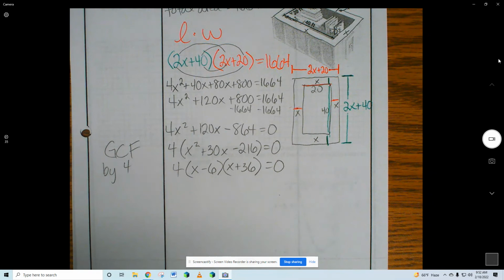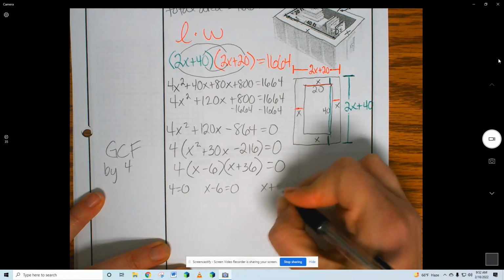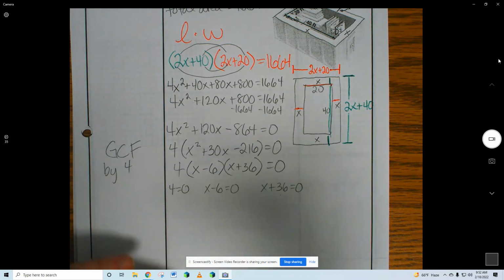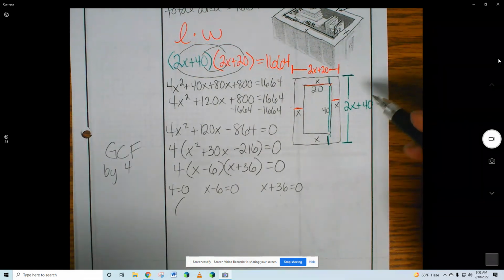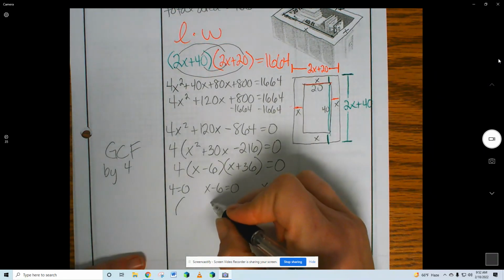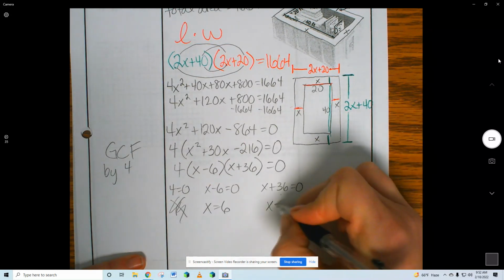All right, set them equal to 0. Well, 0 cannot be how wide the wall is. Remember, I'm trying to find how wide is this x, this little barrier wall around the edges. X equals positive 6, and x equals negative 36.